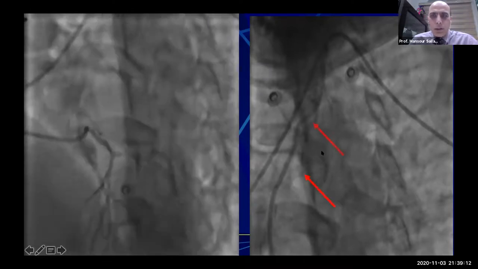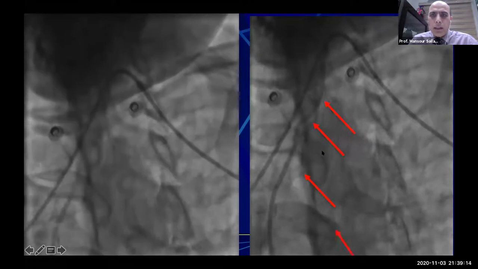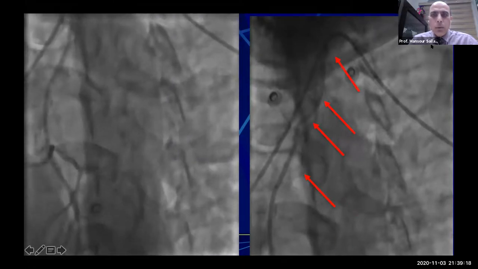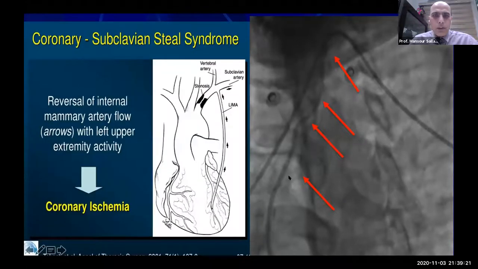Just look here, this is the LIMA, this is the LIMA, which steals blood from the LAD to go to the left subclavian artery. Here, there is stealing of blood from the LAD through the LIMA to the left subclavian artery beyond the stenosis segment, resulting in coronary ischemia. Usually those patients present with chest pain, heart failure, life-threatening arrhythmia, even sudden cardiac death.